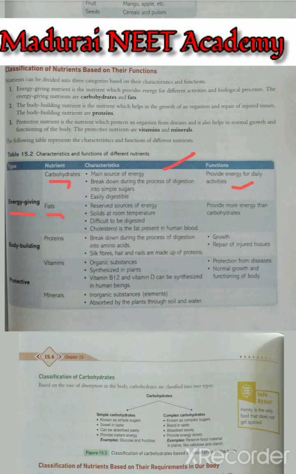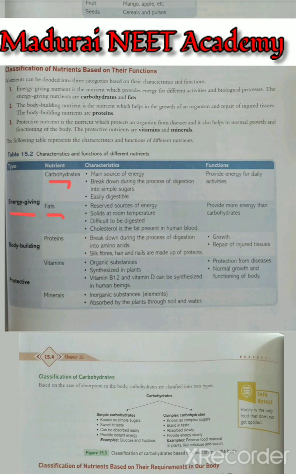Compared to carbohydrate, fats are a highly energy-rich source, but they should be consumed in a lower quantity than carbohydrate, because accumulation of more fat in the body leads to obesity. It is solid at room temperature, so it is very difficult to digest. Cholesterol, which is obtained from fat, is present in human blood. As I said, it gives more energy compared to carbohydrate.